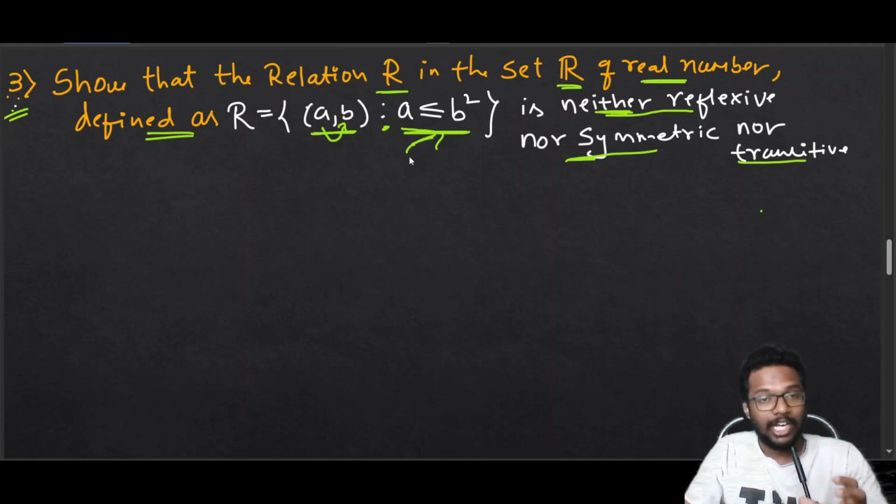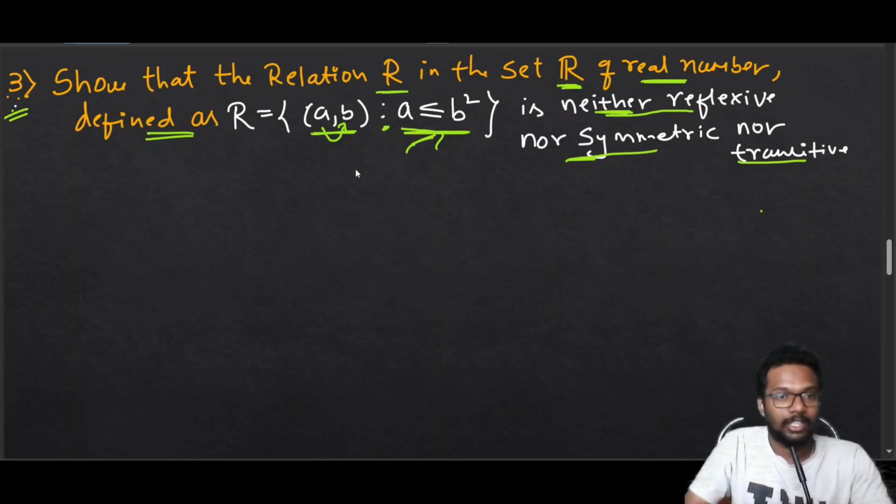We have to find it in the real numbers. They have mentioned the set R of real numbers, and real numbers are infinite and uncountable. So we have to find an a value, b value, c value, whatever, to fail this relation. Whatever values we find should not satisfy the relation R. Only then can we say R is not reflexive, not symmetric, not transitive. I hope you understood.